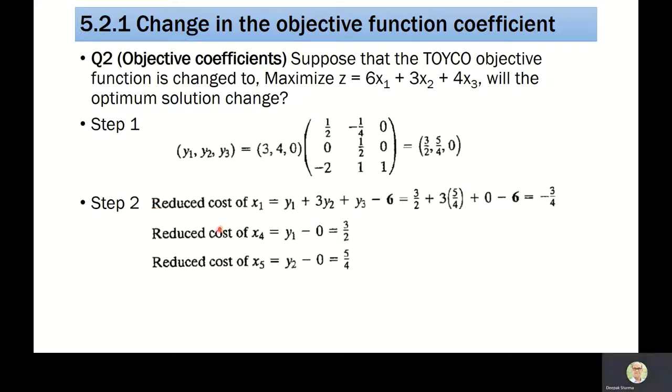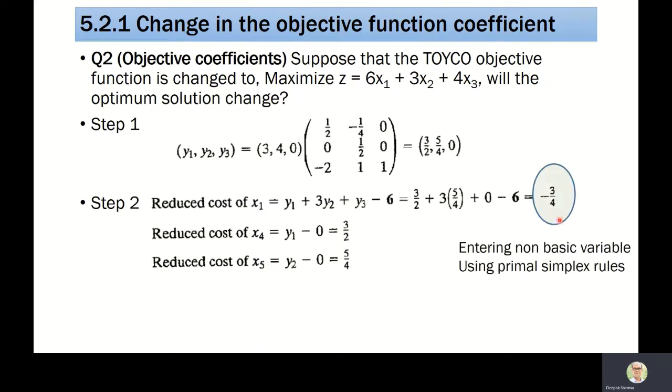Now let us find out the reduced cost for x1. Left hand side minus right hand side of dual constraint 1, we get minus 3 by 4. For x4, 3 by 2. For x5, 5 by 4. What is our observation? That this reduced cost is negative, meaning that this non-basic variable can enter into the simplex table. And the new Z at this particular solution is 6 into 0. So we are just putting the values of x1, x2, x3 at the current optimum solution. That comes out to be 1220.